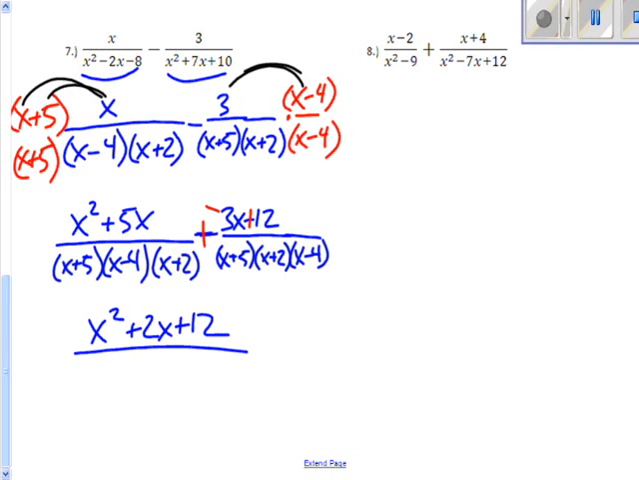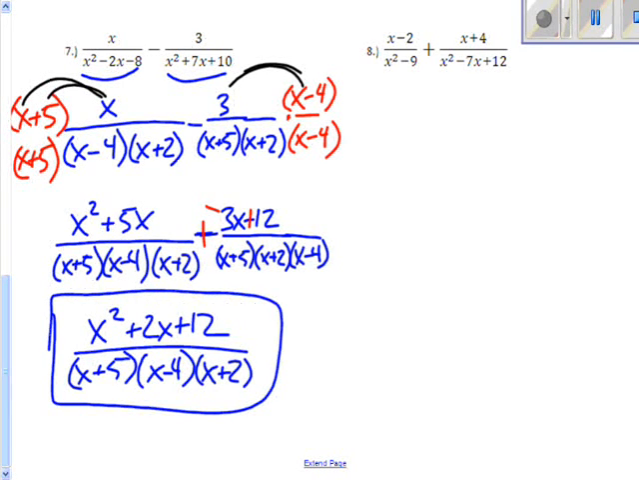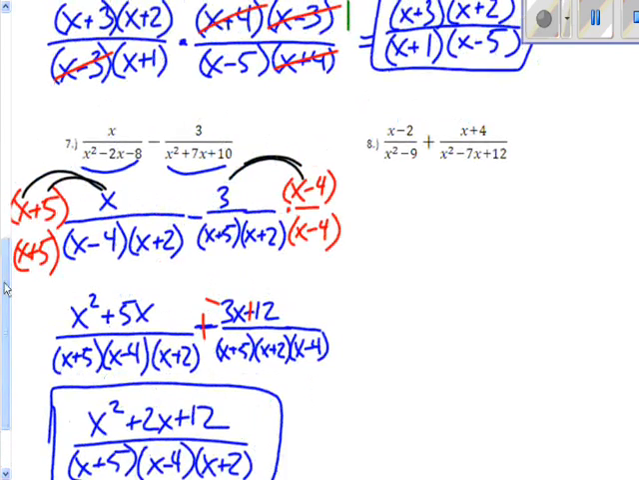I add the numerators. Denominator stays the same. Since they have the same denominator, I'm just going to use that same denominator. And it doesn't matter what order I write these in. It's still the same thing. The last thing I can do is try to factor the numerators to see if this reduces, but this one's not going to. So I'm going to leave it just the way it is. And that's it.